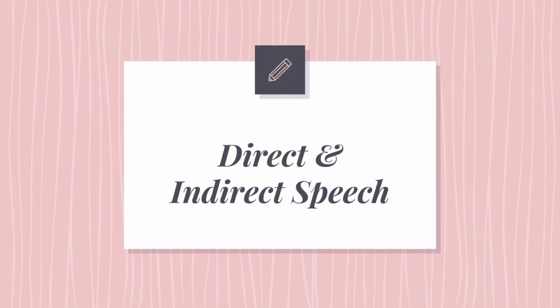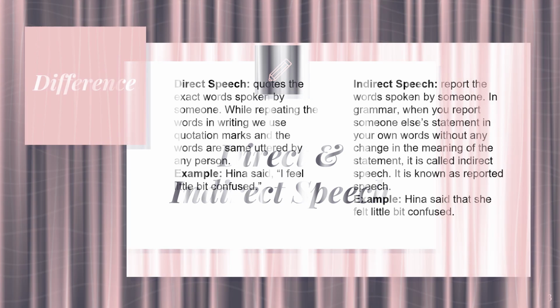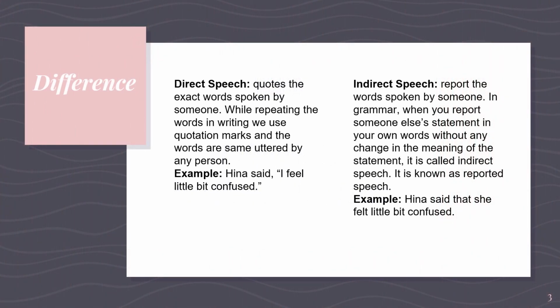I'm going to deliver a lecture on direct and indirect speech. Let me explain it to you with the help of differences. What is direct speech? It quotes the exact words spoken by someone. While repeating the words in writing, we use quotation marks, and the words are the same as uttered by the person. For example, Hina said, "I feel a little bit confused."